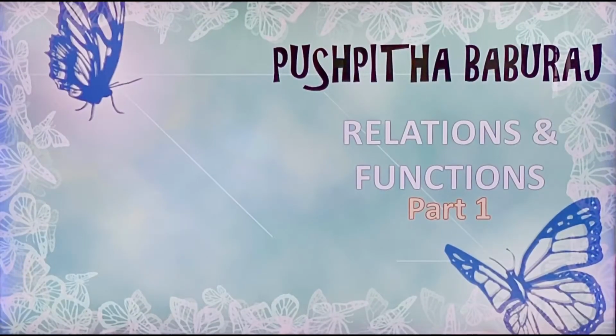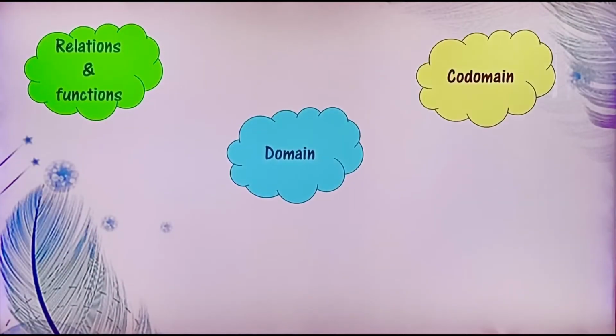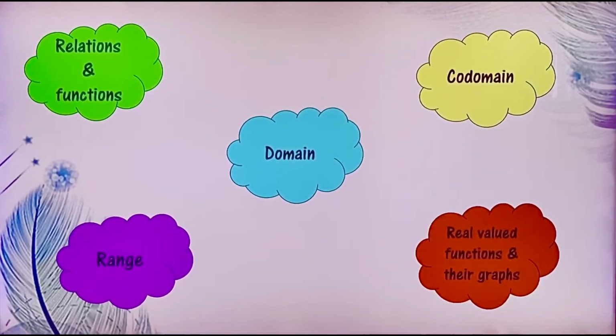In class 11, you have learned about relation and function, domain, codomain, range, some specific real valued functions and their graphs. In this chapter, let us study the types of relations and functions, composition of functions and the invertible functions. Let us study the types of relations.